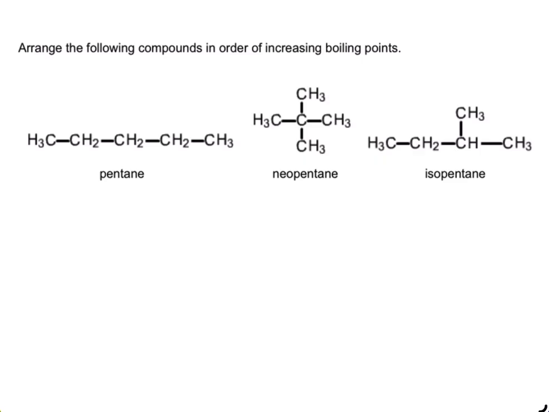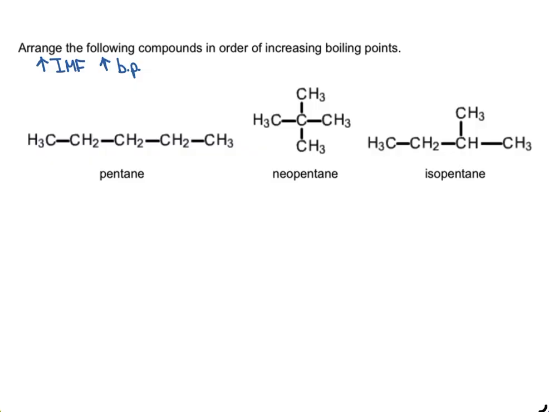Let's take a look at another example. Arrange the following compounds in order of increasing boiling points. So when we are talking about physical properties like boiling point, I want to remember that the stronger the intermolecular force is, the higher the boiling point is. So I'm going to examine all of these three molecules, and all of these three molecules are made up of 5 carbons and 12 hydrogens, but they're arranged differently.